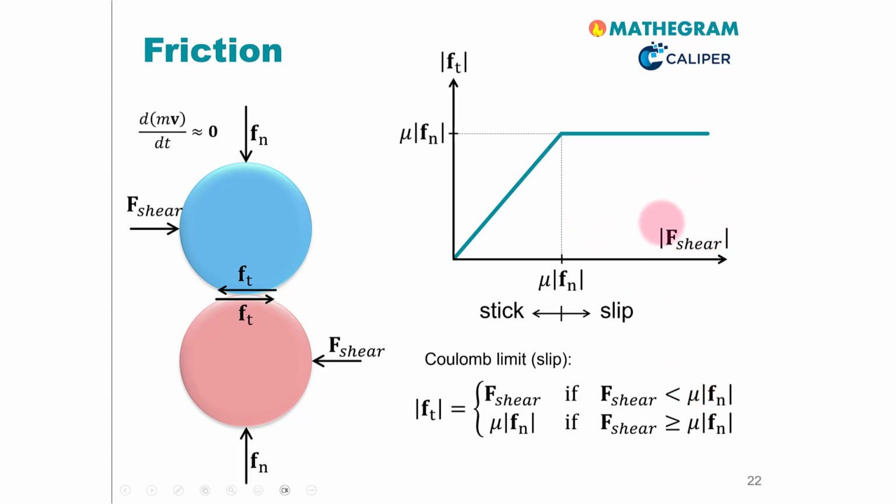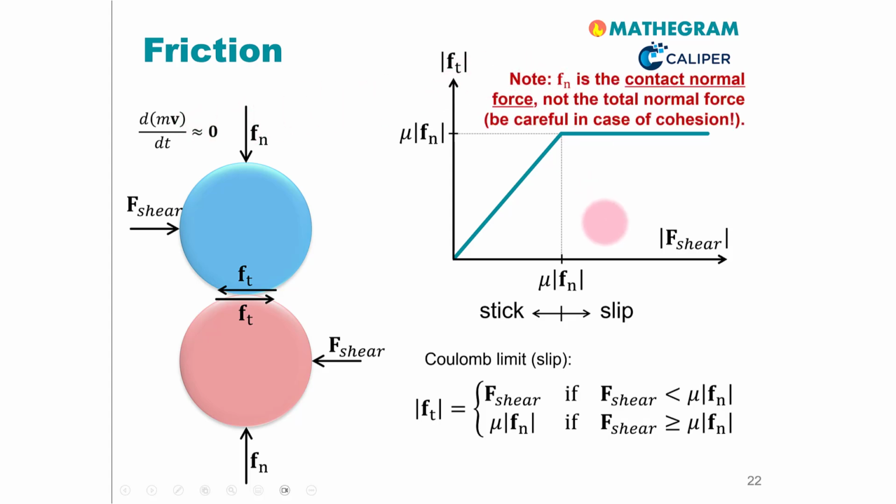What will happen, of course, if we do that? The particle will accelerate in this direction because the shear force is larger than this tangential force, and this condition no longer is valid. There are now two important things to mention. First, this Fn must be here the contact normal force, but not the total normal force. For example, if we have cohesion, there is an additional normal force acting in this direction, and it's then important to realize that this Coulomb limit needs to be calculated only based on the contact normal force. So you have to be careful in case of cohesion. That is typically taken into account by the DEM simulator.